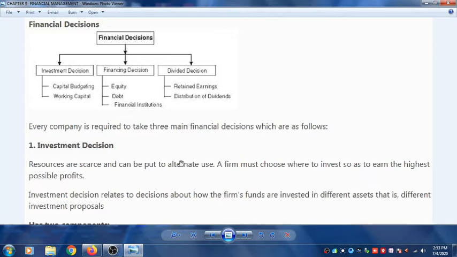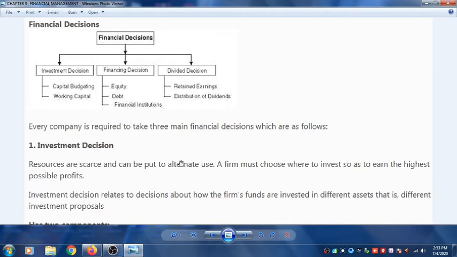There are three types of financial decision which a financial manager has to take. The first decision is investment decision. The second decision is financing decision. And the third decision is a dividend decision. In investment decision, the financial manager basically takes the decision about the capital budgeting.